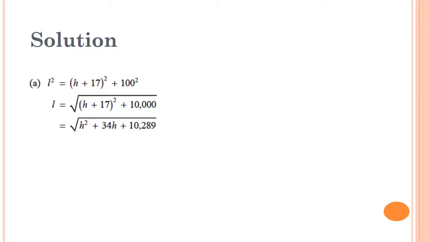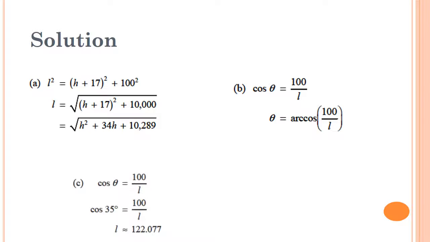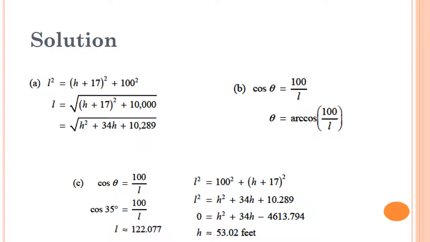Okay, so for the first one, just going to use a little Pythagorean theorem. L squared is (h plus 17) squared plus 100 squared. And we get this kind of bizarre formula, but that's all you need to do. For B, we take that the cosine of theta is 100 over L, or theta is the arc cosine of 100 over L. And then putting in the value they gave us for theta, L is 122.077. And then we can find h from there, putting that into the formula that we got in A, and find that the height of the balloon is 53.02 feet.